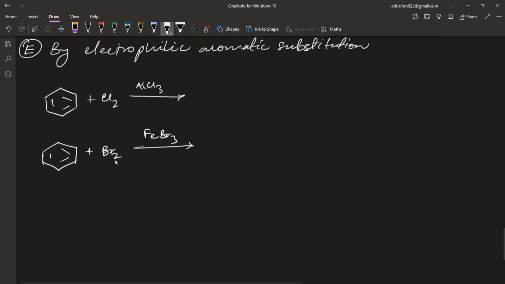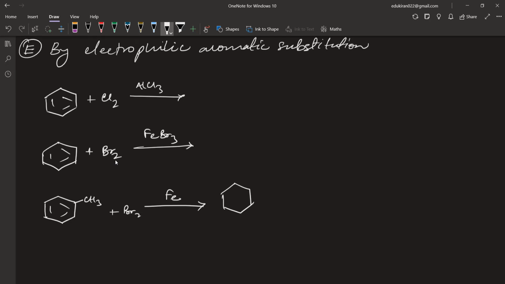Further on, two more important examples. If I have a CH3 group here and I add Br2 in the presence of Fe or FeBr3, then I will be getting two products. I will be getting a para product and an ortho product. I'll have CH3 like this and there will be a Br here, plus I will get CH3 and Br here.